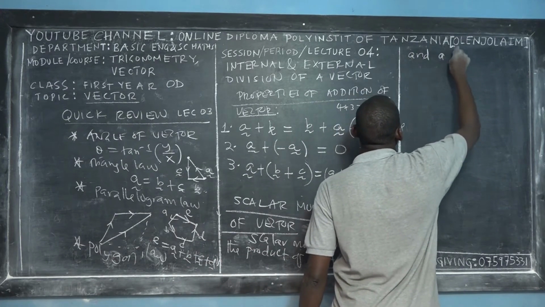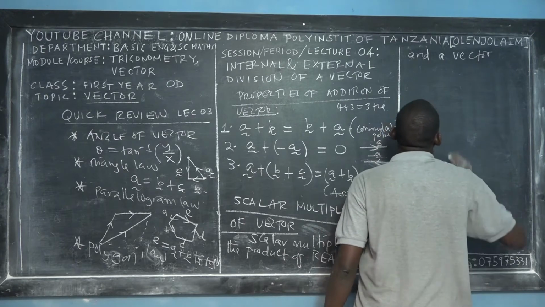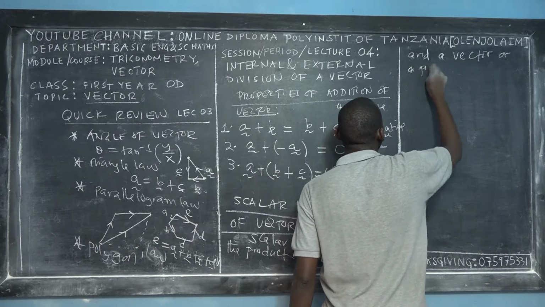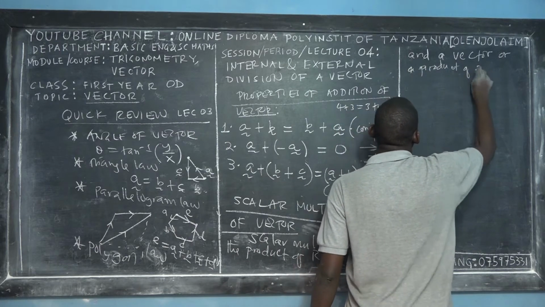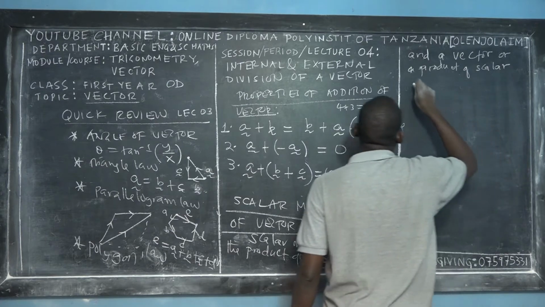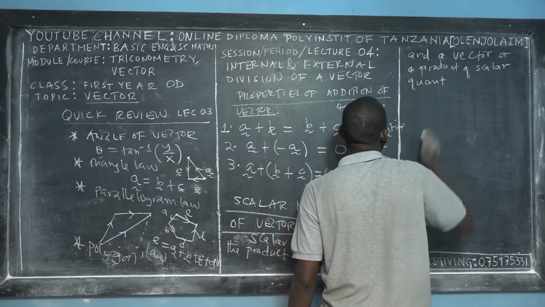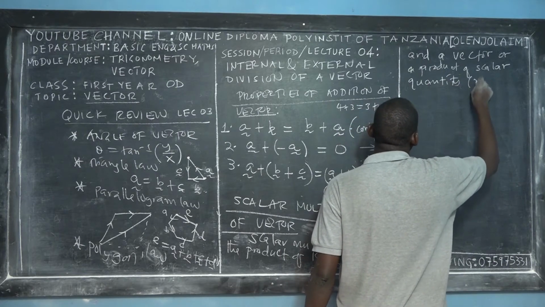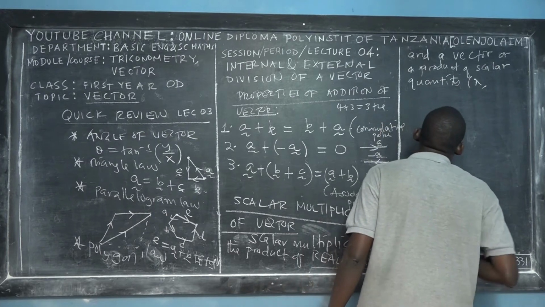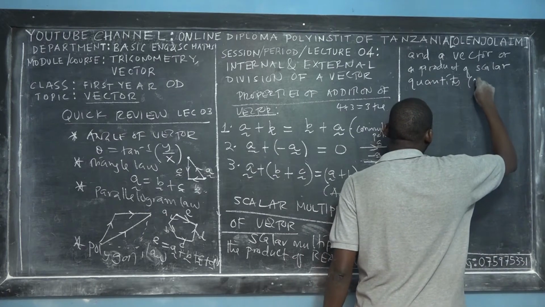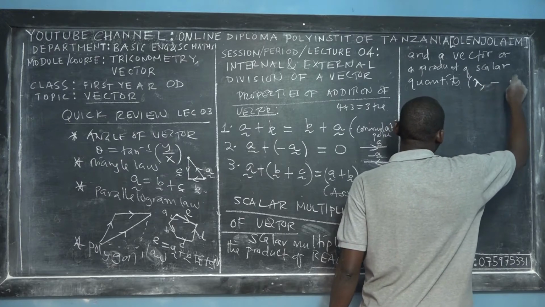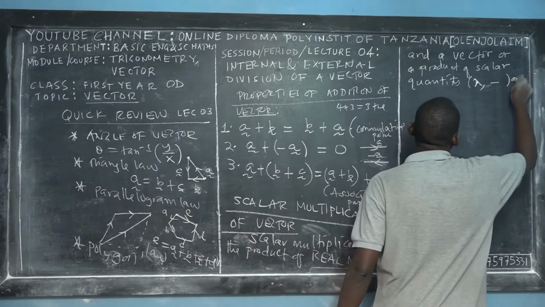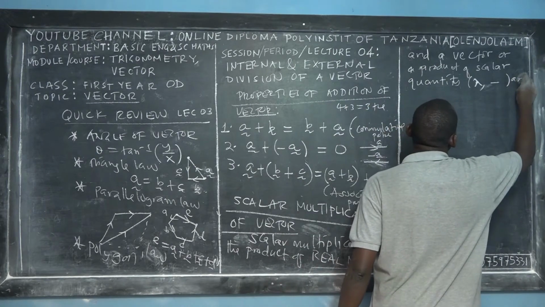And a vector. It is a product of a scalar quantity, because you find this in the vector equation of a line. A scalar quantity, for example, lambda is the common scalar quantity. The other ones I don't remember, so you can fill in the blank. Look for the other ones, okay? A scalar quantity, and the vector.